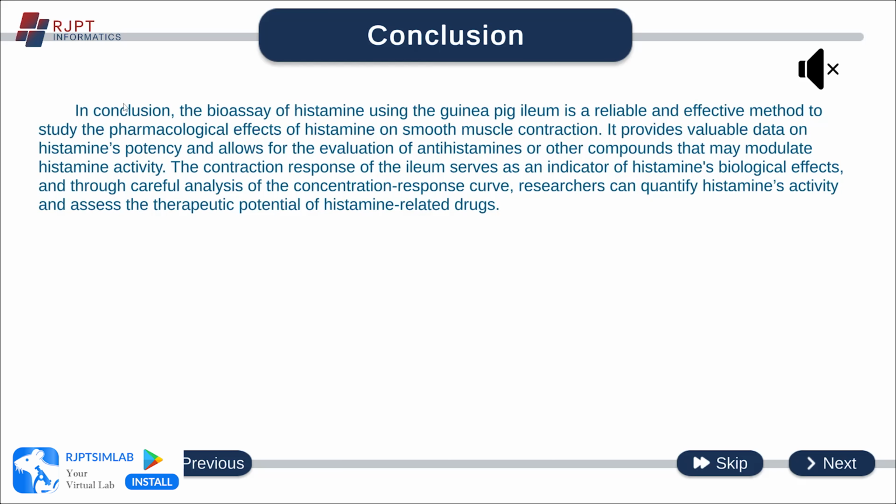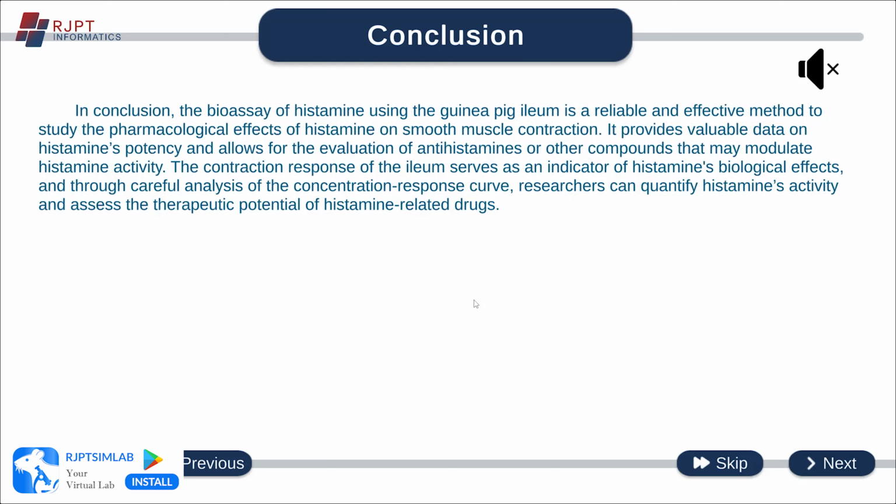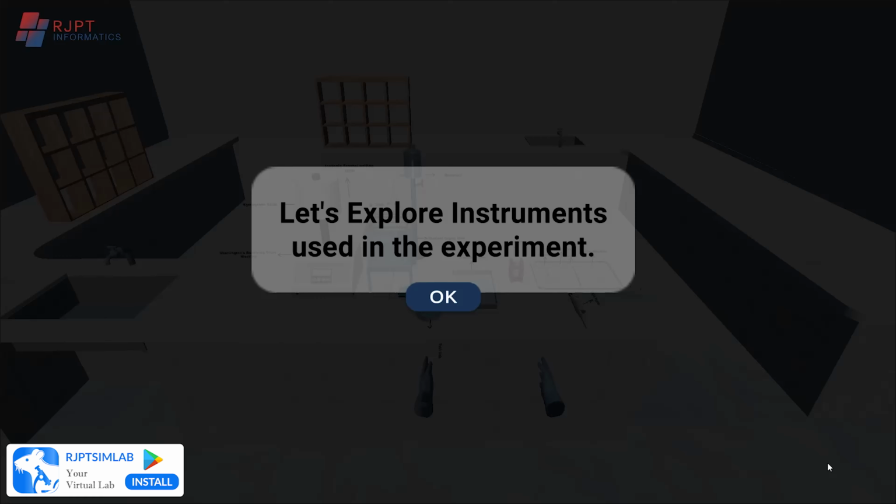The above paragraph says that this bioassay is a reliable and effective method for the study of the pharmacological effect of histamine on smooth muscle contraction, and it provides valuable data. And we can find the potency of histamine of unknown concentration and can modulate histamine activity. And the concentration response serves as an indicator of histamine's biological effect. And through the analysis of the concentration response curve, we can quantify the histamine's activity and assess the therapeutic potential of histamine related drugs. Now, let's perform our experiment.